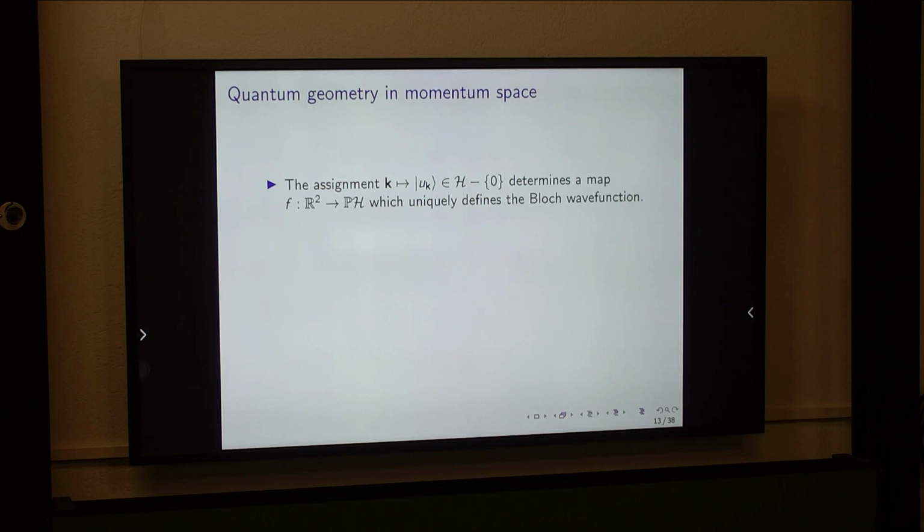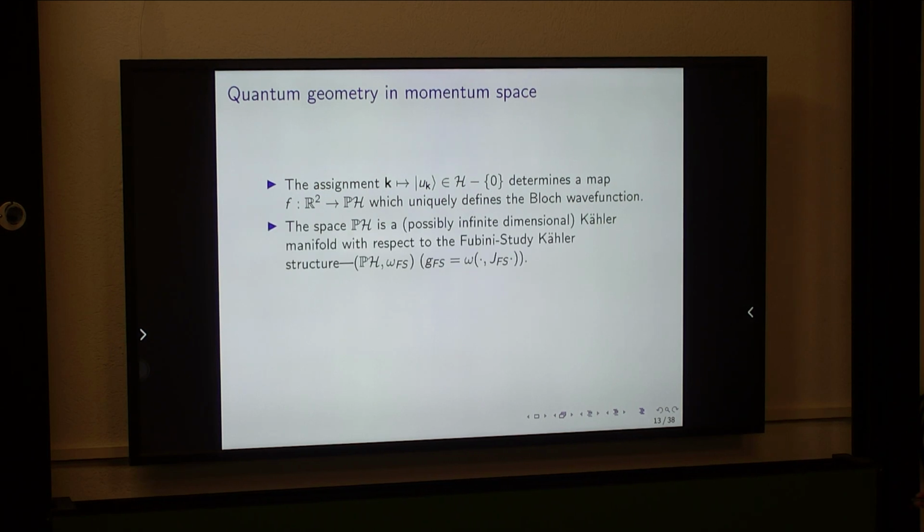and this uniquely determines the Bloch wave function. And this space here, P sub H, is a possibly infinite dimensional Kähler manifold, with respect to the Fubini-Study Kähler structure. So this Hilbert space comes with an inner product, and this induces a Kähler structure on the projectivization. Here I denote the Kähler structure by the pair, because this is a complex manifold, and this is the symplectic form. They are compatible, and the Fubini-Study metric just comes from this relation.